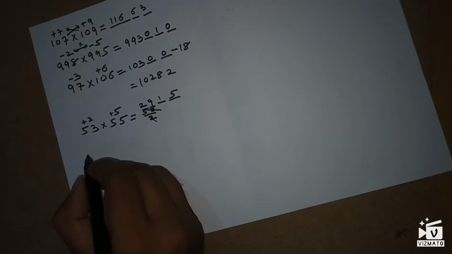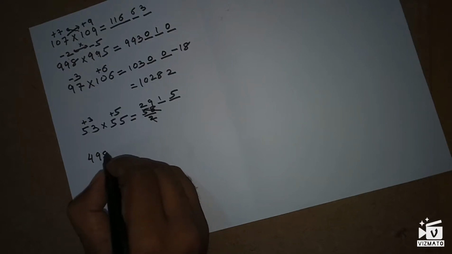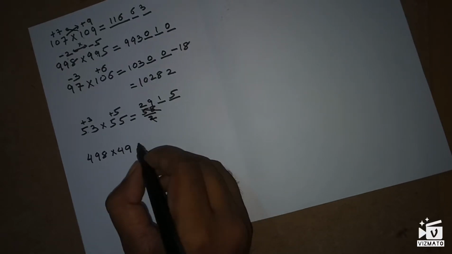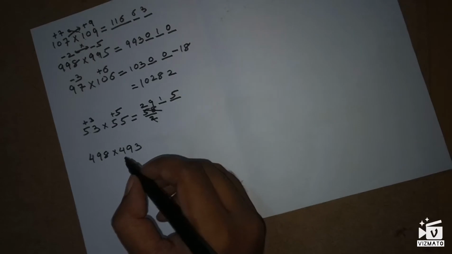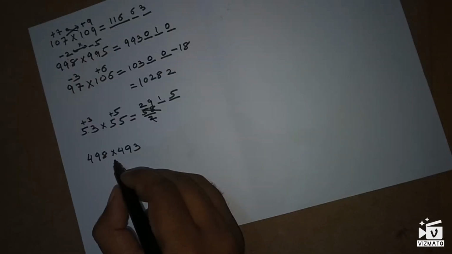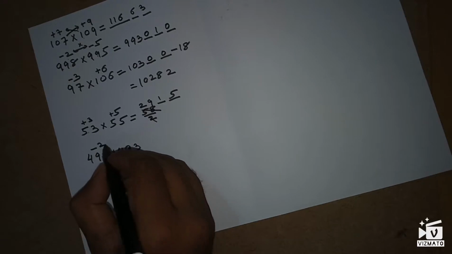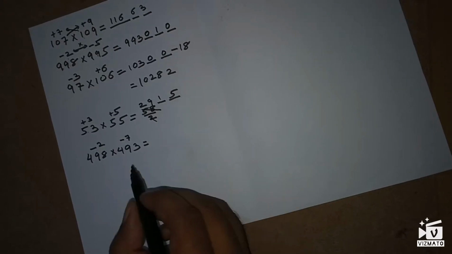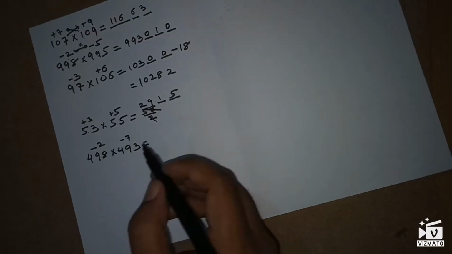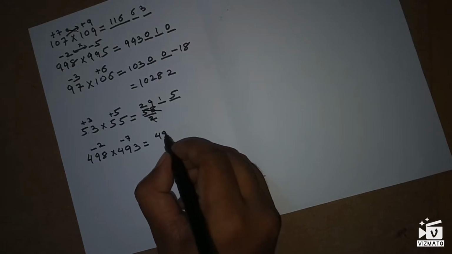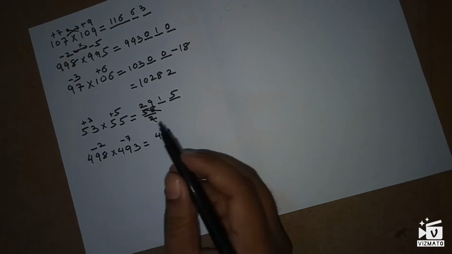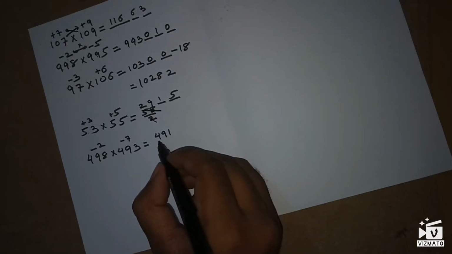Let's take another example. 498 into 493. Here the base is 500. This is 500 minus 2. This is 500 minus 7. Then 493 minus 2, that is 491. Then we convert this 500 base to 1000 base. 1000 is 2 times 500. That is, we divide by 2 here.